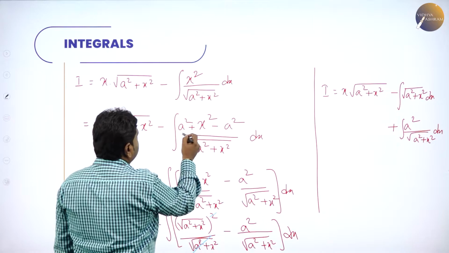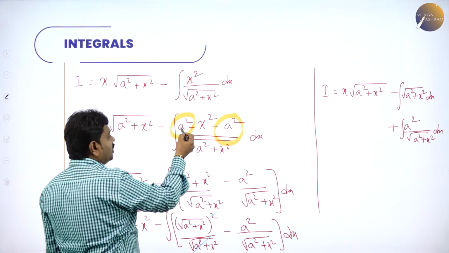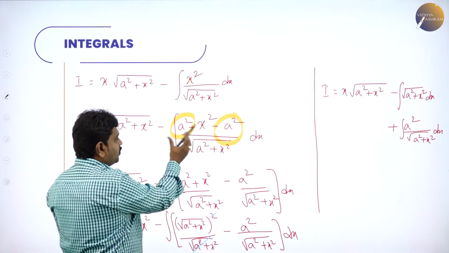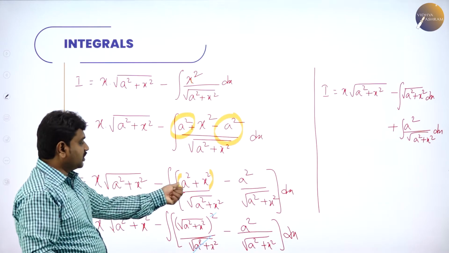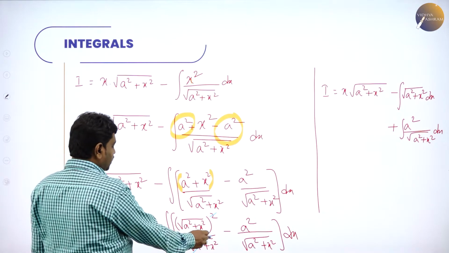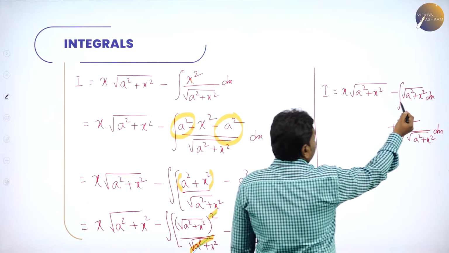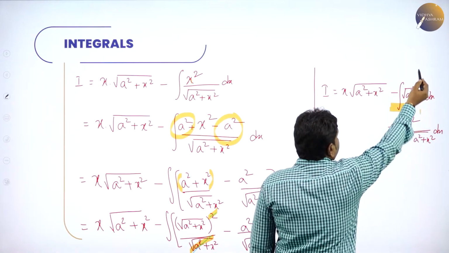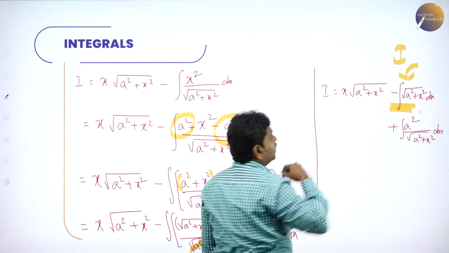But here the key step is what? We should add and subtract a square. We had x square. We made it plus a square minus a square. Then split it, group them. A square plus x square one group and this one group. This further you can write root whole square. Then you can cancel this and this. So we are left out with root of a square plus x square dx. This is again I, the given problem. So this will take it as I.